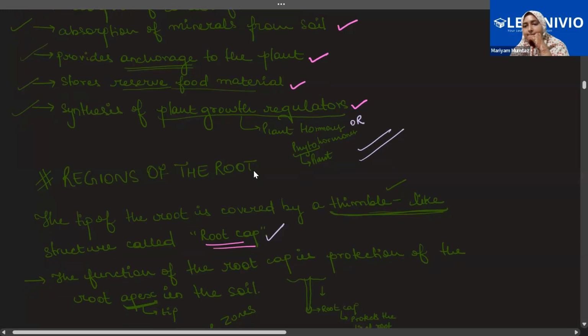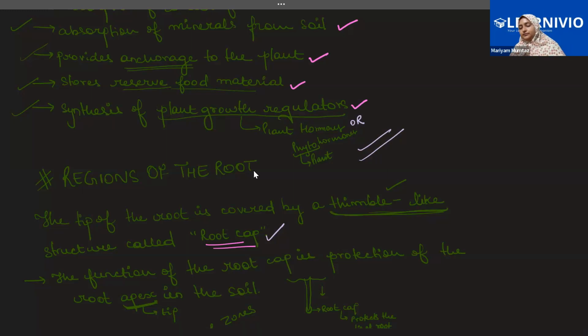Ma'am, I have a doubt. Do roots, suppose a tree has already been there and it's already giving out fruits and everything, does the root still grow or does it stop?